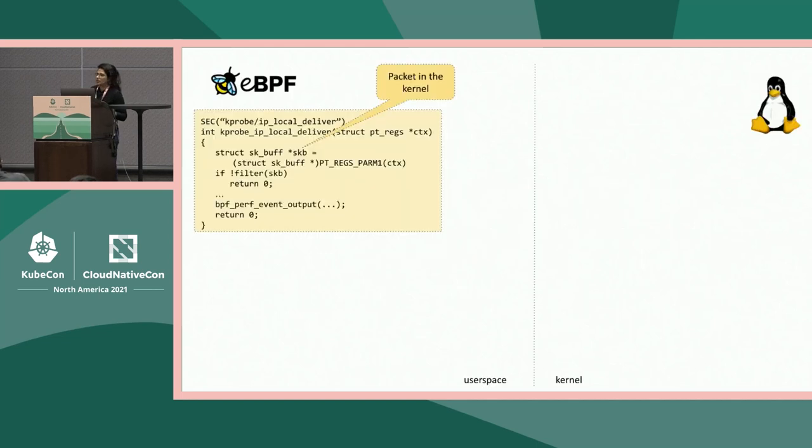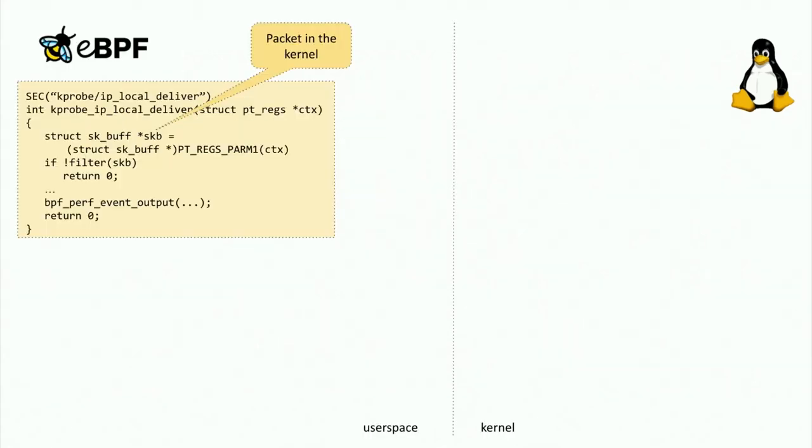So here I have a simple BPF program where I've added a kprobe to one of the network functions in the Linux kernel. And kprobes is a debug mechanism in the Linux kernel where it allows you to execute BPF programs whenever any kernel instruction is executed. So when you attach a kprobe in your BPF program to a Linux kernel function, your BPF program will be executed whenever that function is called.